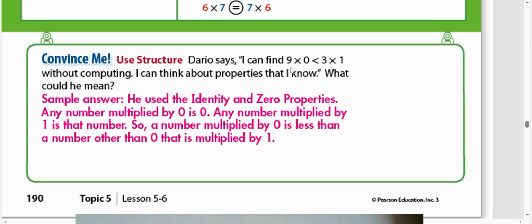It's a product about 0. A number multiplied by 0 equals 0. A number multiplied by 0 is 0. And a number multiplied by 1 is that number. So a number multiplied by 0 is less than a number other than 0 that is multiplied by 1.